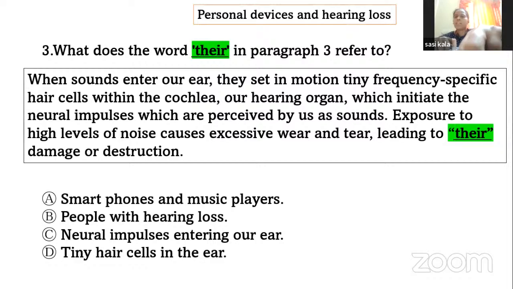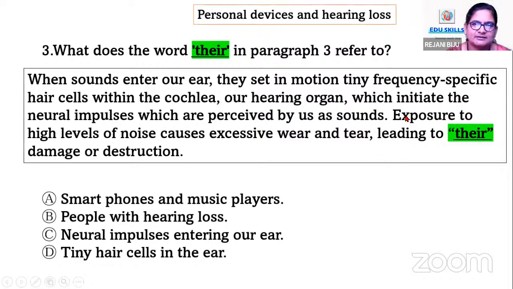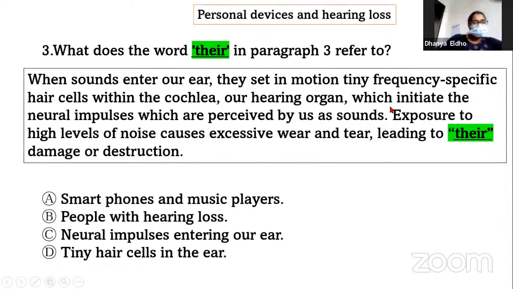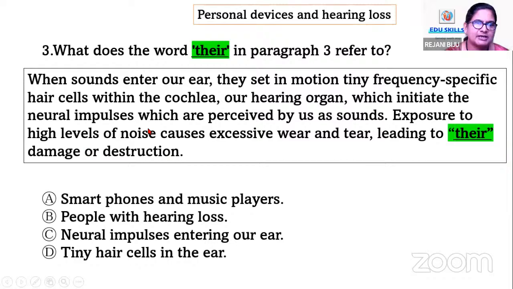Neural impulses entering our ear. So tiny hair cells within the cochlea, which initiate the neural impulses. That means tiny hair cells within the cochlea. Yes, the sentence is speaking about the tiny frequency-specific hair cells within the cochlea.